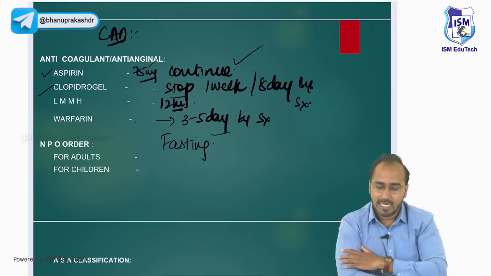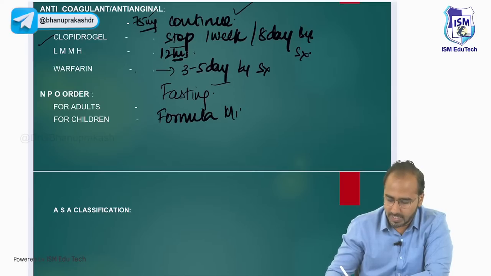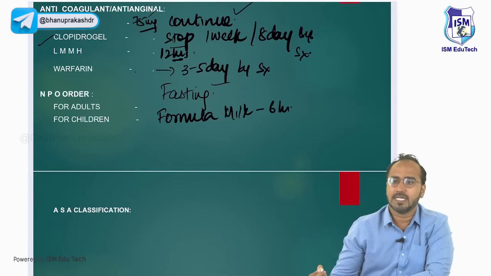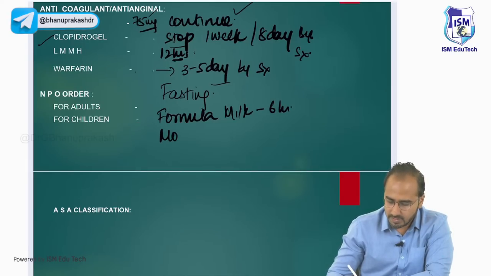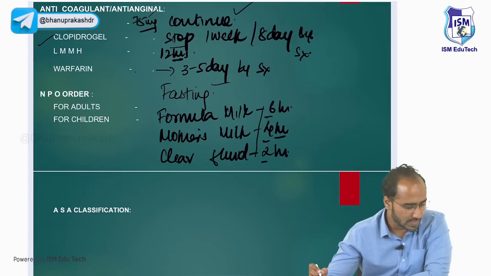What about in children? In children, if the child is on formula milk, we follow this formula called 6-4-2. If the child is on formula milk, 6 hours of fasting is needed. If the child is on mother's milk, how many hours of fasting is needed, guys? 4 hours of fasting. If the child is on clear fluid, how many hours of fasting is needed? 2 hours. 6-4-2 is the rule that we follow.